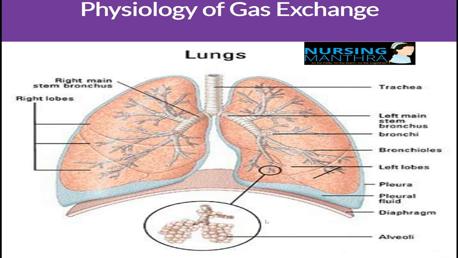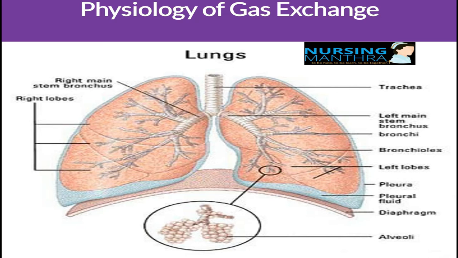So now we can see the lungs. The lungs are located in the pleural cavity in the thorax, extending from just above the clavicle to the diaphragm. The right lung, which is larger than the left, is divided into 3 lobes, and the left lung has 2 lobes.